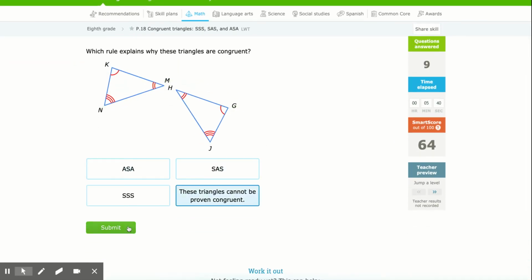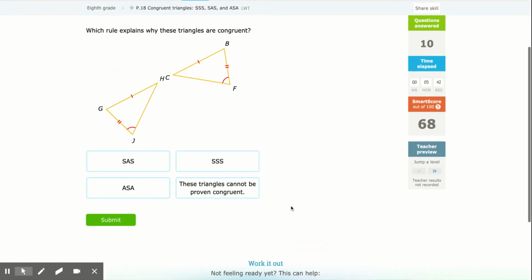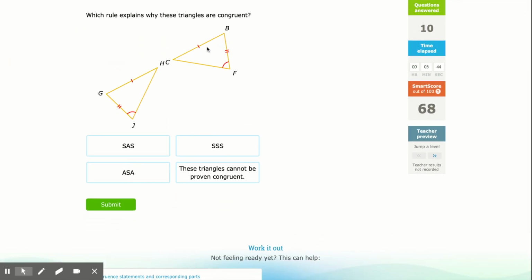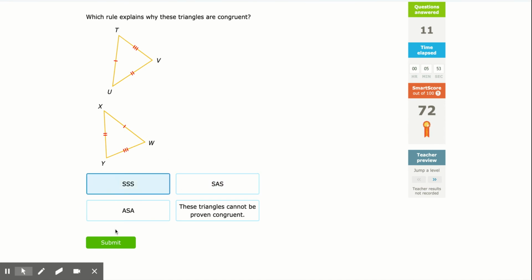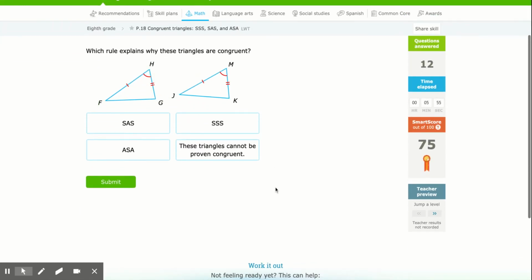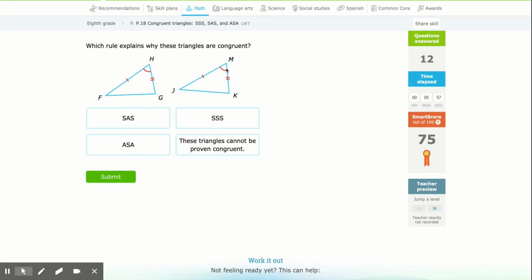Angle, angle, angle. Nope. And so hopefully this will become just as easy for you. And I don't know why, but they love to throw in this side, side, angle one. Side, side, angle. It is not a congruency postulate. The angle has to be in between. Like our side, angle, side. That's the way it would have to be. Side, angle, side. The angle has to be in between, and it is. So this one is by side, angle, side.